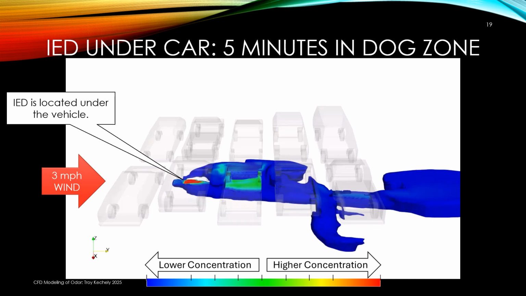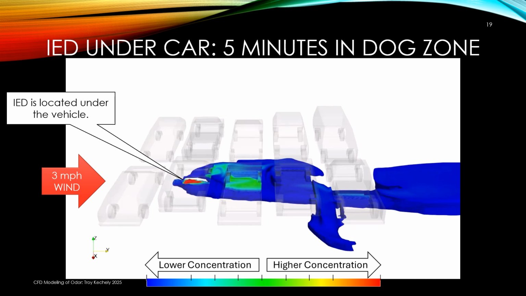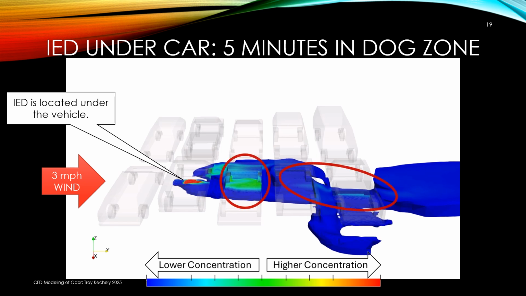This is 5 minutes, low wind, 3 miles per hour. You can see it kind of working under the vehicles, wrapping around some of the vehicles. But what I want us to look at is these areas of concentration downwind. The car next to it, that's easily an order of magnitude higher than the low limit. But then even 3 vehicles away, between the cab of the pickup truck and the bed, that's almost an order of magnitude as well. So that's a factor.